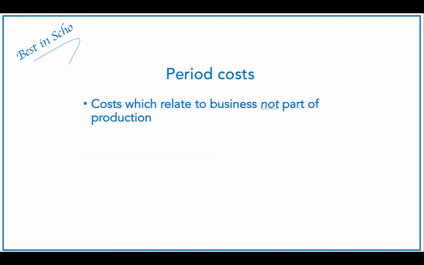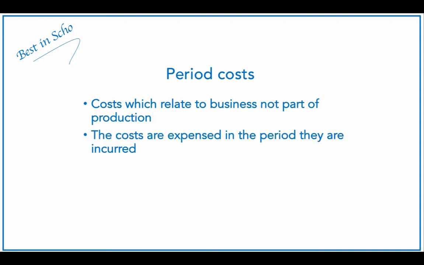Now contrast this to period costs, which are costs that relate to business not part of the production process. The salaries of staff in support services like human resources and finance are good examples of period costs. Note also that period costs are always expensed in the period that they are incurred.